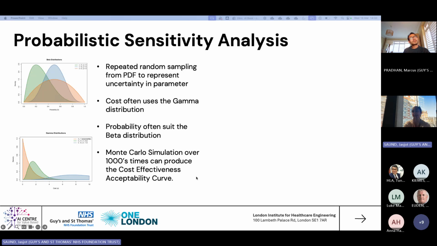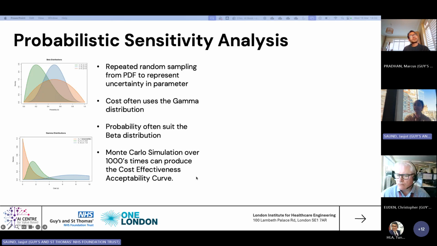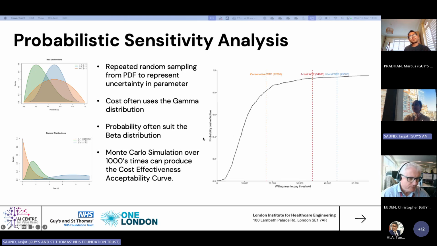And so this gives us what we call a Monte Carlo simulation, where we randomly sample from the probability distribution. And we can do this thousands of times to produce a cost effectiveness acceptability curve. And so what this essentially shows is on the y-axis, it's what is the probability of it being cost effective.